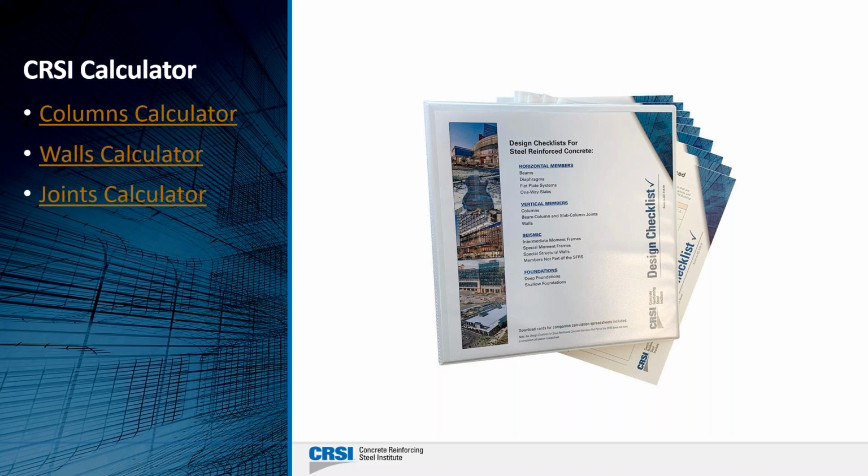They are provided free of charge with the purchase of the CRSI Design Checklists for steel reinforced concrete columns, walls, and joints. The checklists are easy to use lists of essential design and detailing items that must be completed in accordance with ACI 318-19. They assure all requirements are addressed and not inadvertently skipped or forgotten.